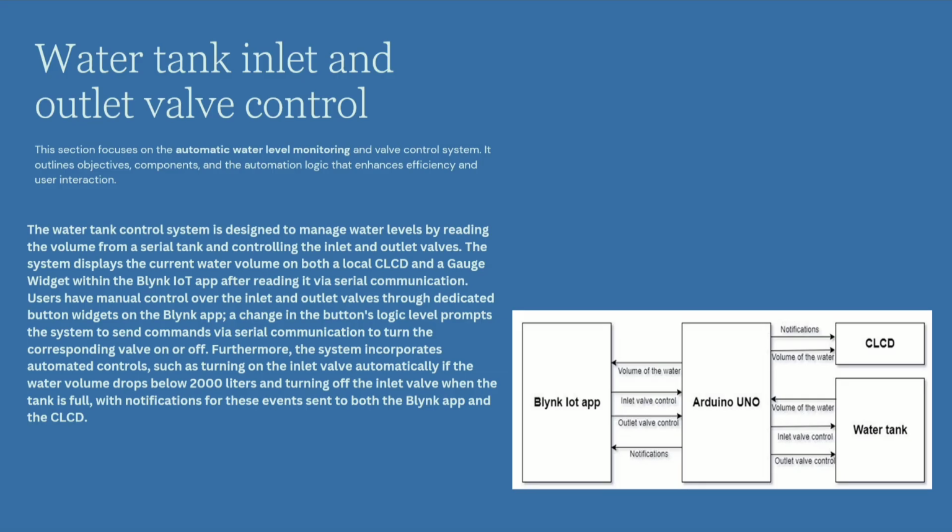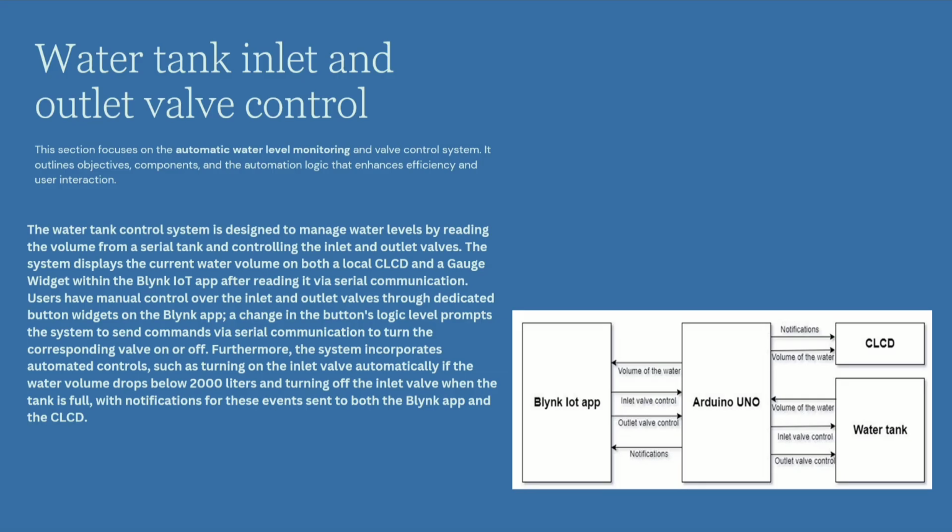This water tank controller system is designed for managing the water level, reading the volume of the tank, and controlling the inlet and outlet valves. The system displays the current water volume on both the local LCD and in the Blynk app. Using serial communication, manual control over the inlet and outlet valves is given through the Blynk IoT application. Changing the button's logical level sends the command through serial communication to the valves, telling them to turn on or off.